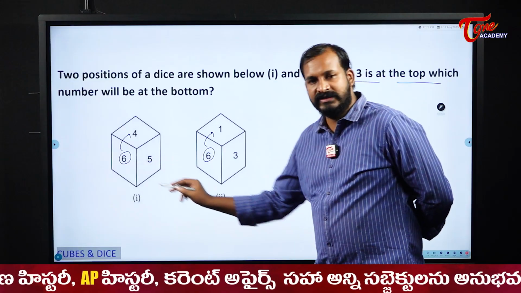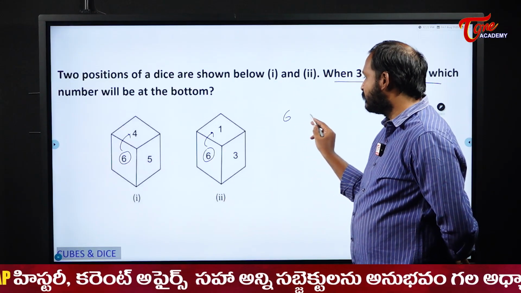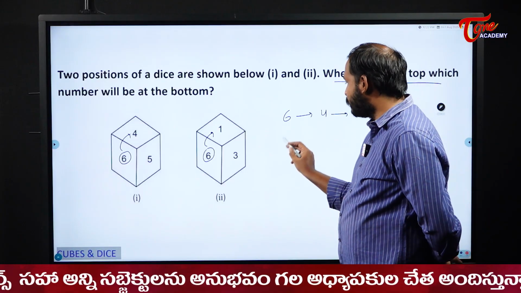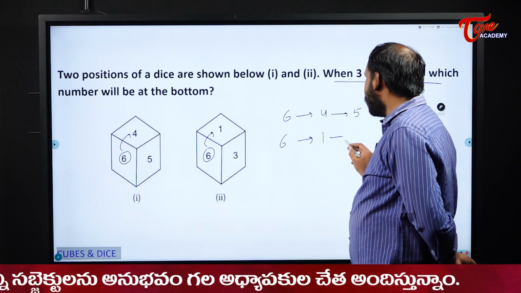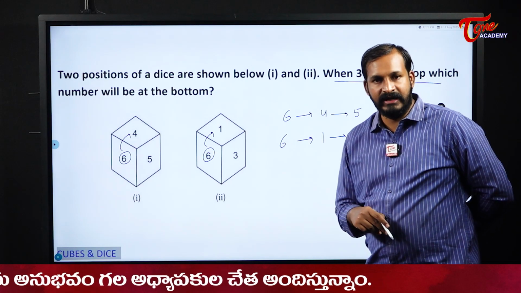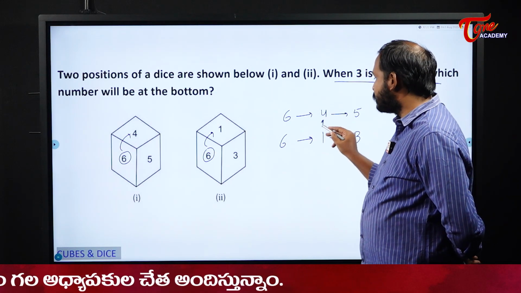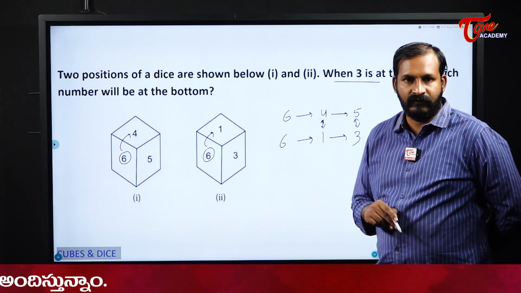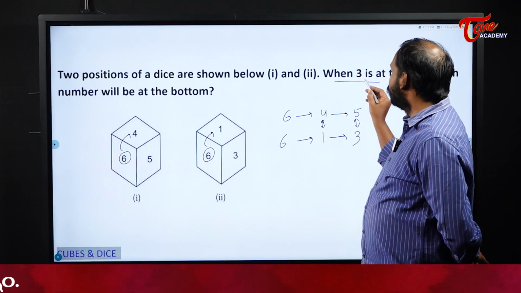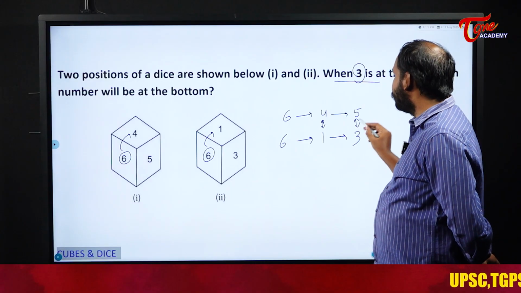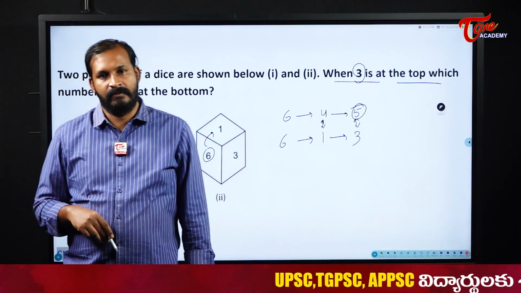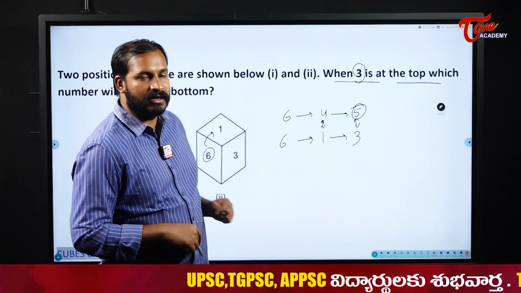When I move clockwise in my first figure, what do I get? 6, 4 and then 5. In my second figure, what do I get? 6, 1 and then 3. Now from this I can say 1 is opposite to 4 and 5 is opposite to 3. Now when 3 is at the bottom, which number will be at the top? 5. The number 5 will be at the top. So in this manner we are going to answer.